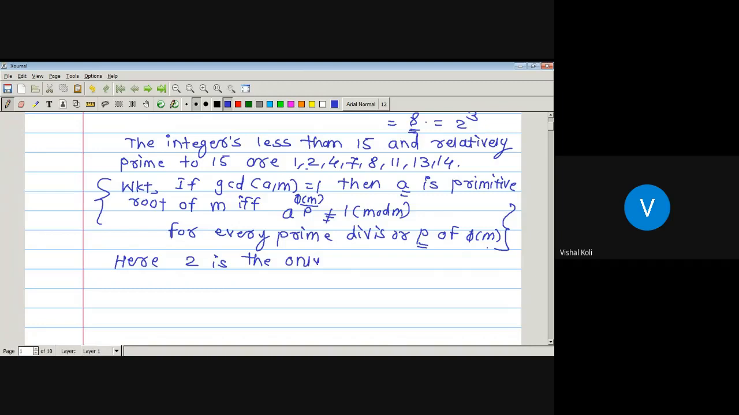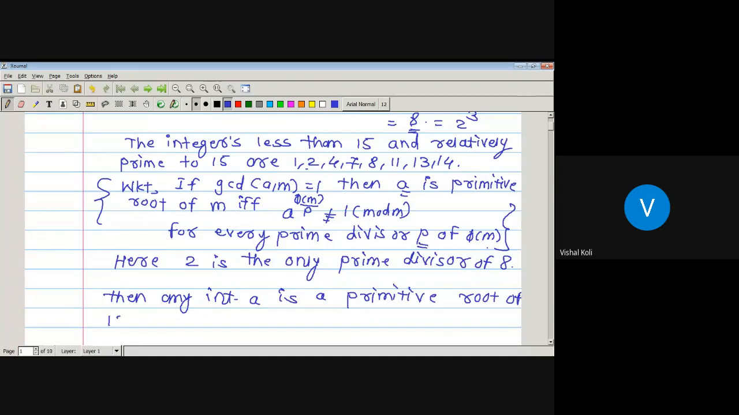So only prime divisor of 8. Then by this result, that is the GCD of a and m equal to 1, then a is a primitive root of m if and only if a to the power phi of m upon p is not congruent to 1 modulo m for every prime divisor p of phi of m, then we say that the corresponding a is a primitive root of m. Then as 2 is the only prime divisor of 8, then any integer a is a primitive root of 15.